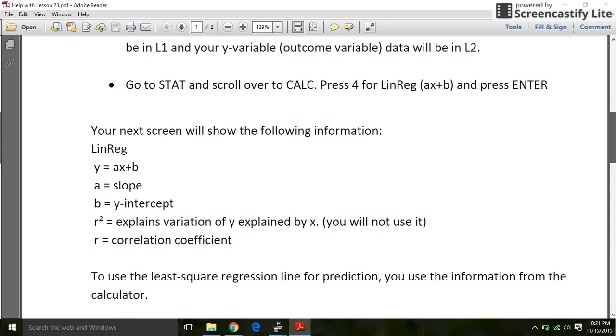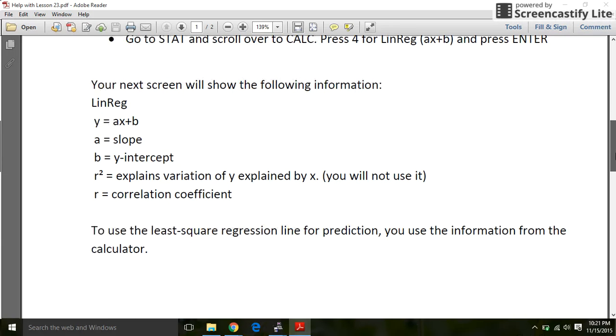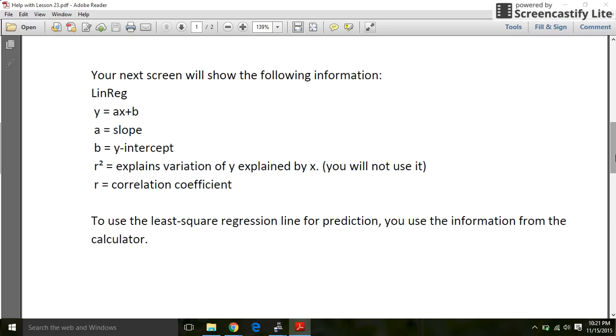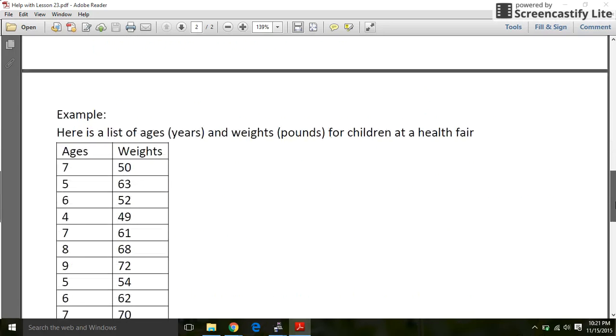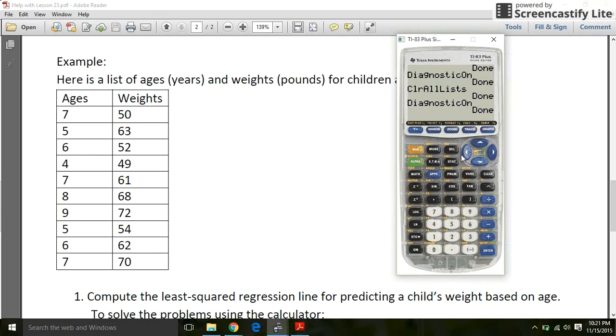It's going to give you the linear regression line, the slope, the y-intercept, the r squared, which is the variation of y explained by x, but for this class you're not going to need it, and your correlation coefficient, which is r. So let's do one here. Let me bring up my calculator. I'm going to go to stat, and hit enter. In L1, I'm going to put my ages because that is my x variable.